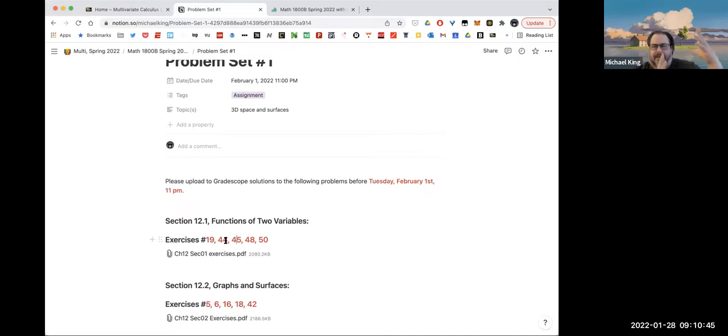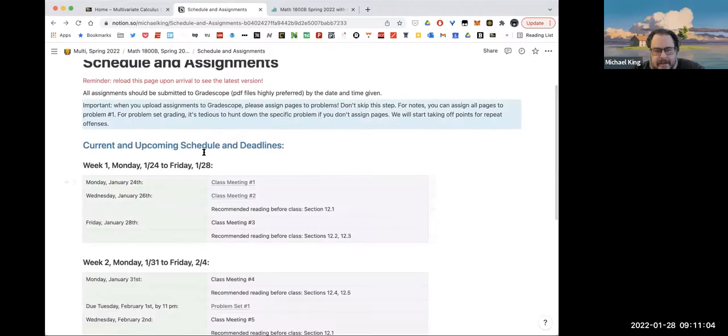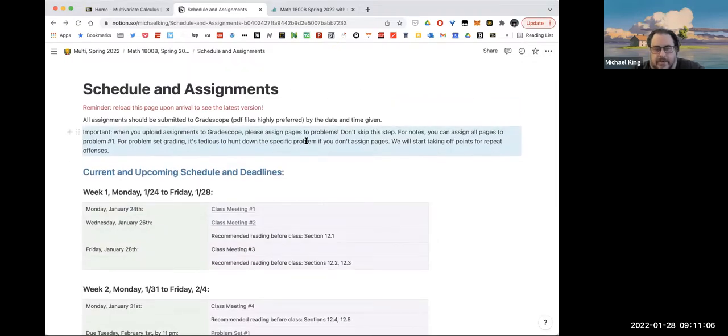It just comes up as the student didn't select pages, and then we have to click through the pages of your problem set to try to find your answer. And it's tedious, and the graders don't get that many hours to grade, and anything that adds to the inefficiency is not helpful. So I'm going to ask you to do that, as I said here, assign pages to problems.